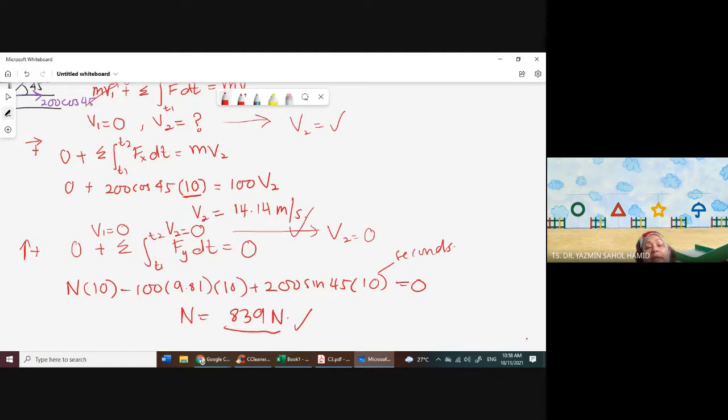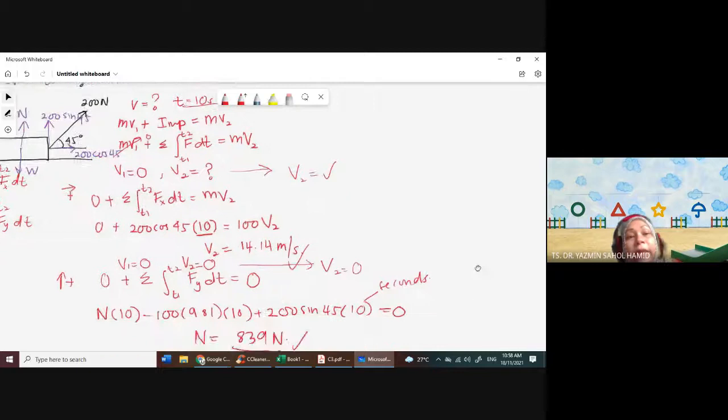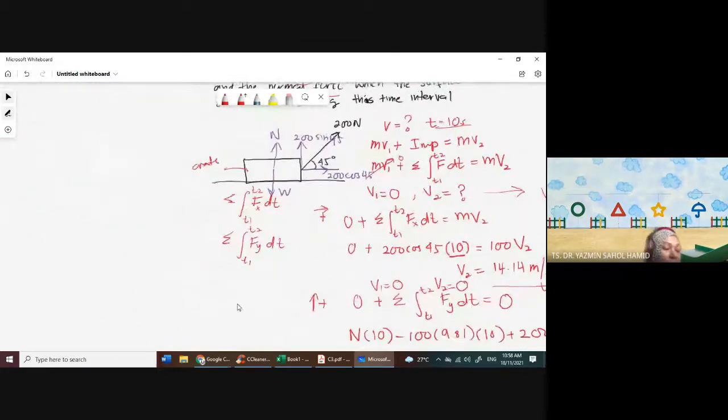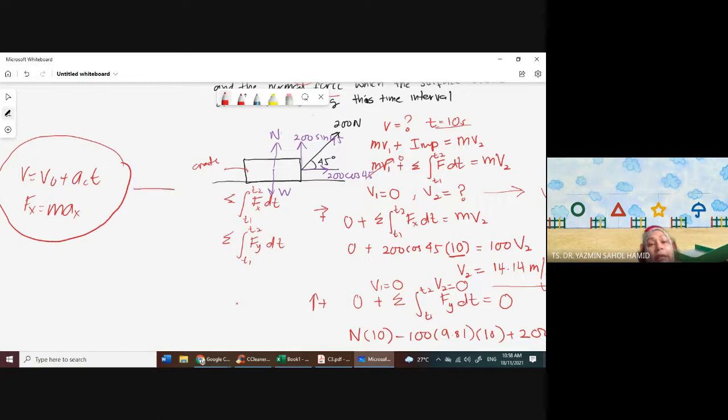So basically, this is how you solve it. Linear impulse of momentum is not difficult, but actually you can solve the same problem using Newton's second law. If you want to use Newton's second law to solve the velocity, you can use the formula v equals v naught plus at, and then you can use the formula Fx equals max.